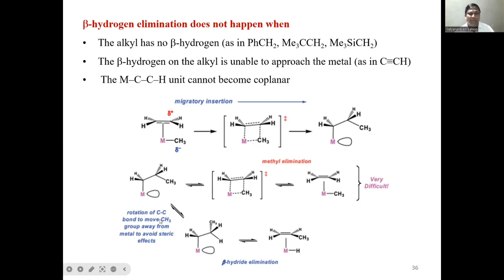There is rotation around the carbon-carbon bond, so that the sterically crowded methyl group is away from the metal center. So we can have the metal eliminate this beta hydrogen rather than the methyl which is present on the beta carbon. So although we started with the insertion of alkene into the metal methyl bond, the reverse methyl elimination does not happen. Rather, this gives the product in which there is rotation around the single carbon-carbon bond, so this hydrogen is closer to the metal. Now there is elimination of hydrogen rather than the methyl group.